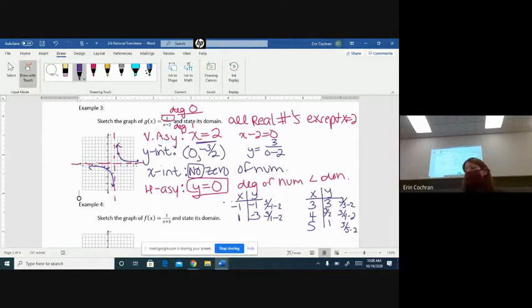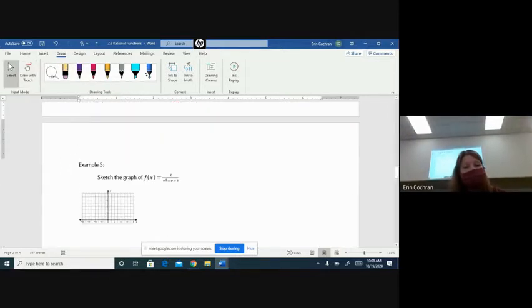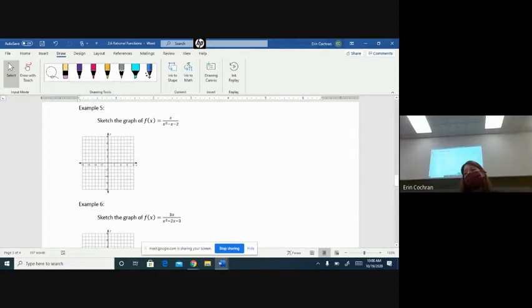All right, I'm going to go ahead and skip example 4 because this one's pretty much the exact same as that. I meant to do a different one. All right, so let's look at example 5. Sketch the graph of f of x equals x over x squared minus x minus 2.